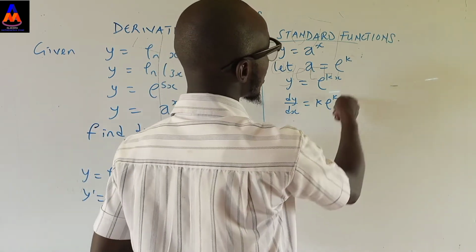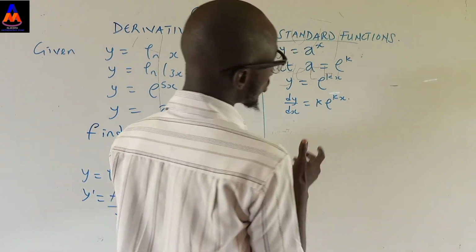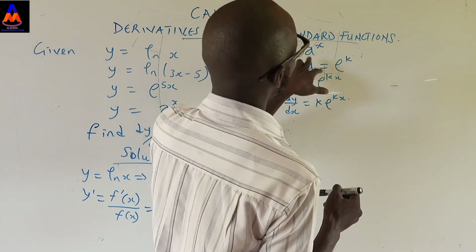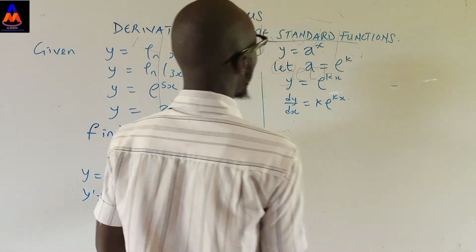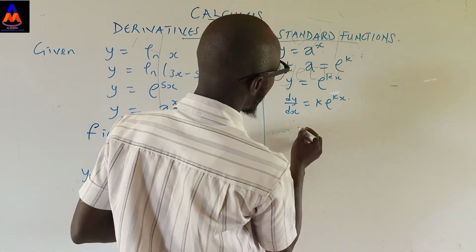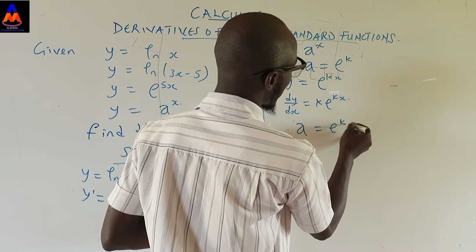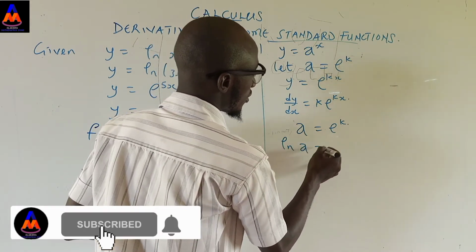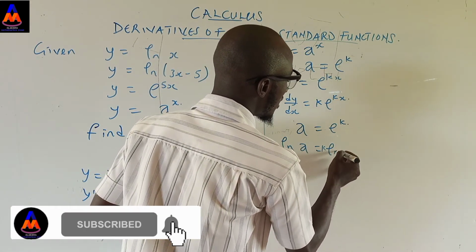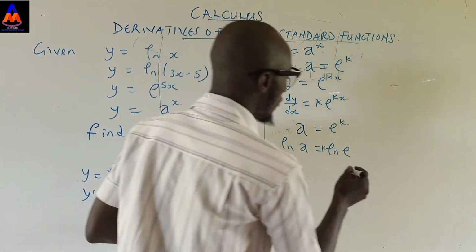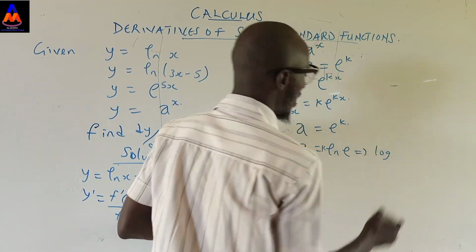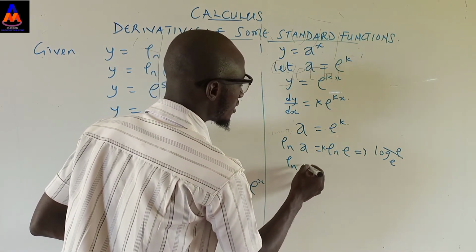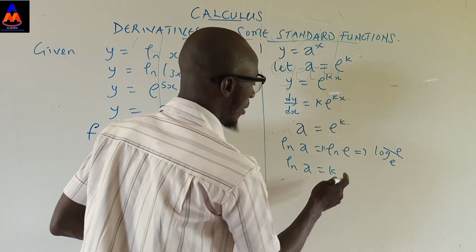k is a foreign member, exponential k is also a foreign member. So how do we go about removing k and exponential k so that we get the derivative in terms of a and x only? When you look at a equals exponential k, can we get k from here? Yes, let's take ln on both sides. We have ln a equals k ln e. Don't forget I explained initially that ln e is like log base e of e, and that's going to be 1. So we can say ln a equals k, or k equals ln a.